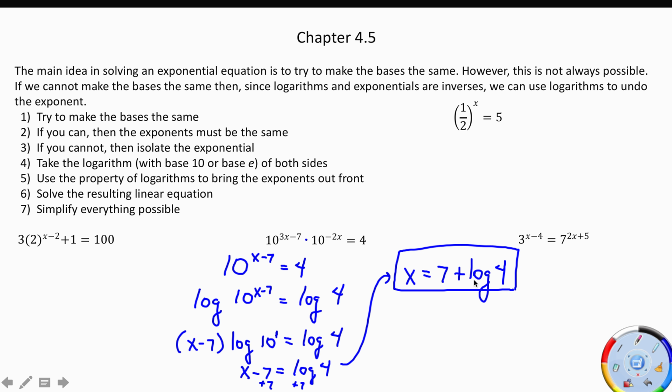All right. So if I have a base 10 or e, that will dictate which logarithmic base I'll use. But otherwise, it doesn't really matter.